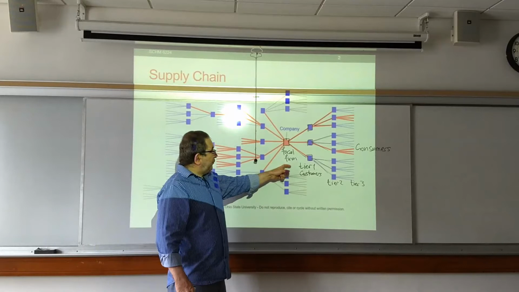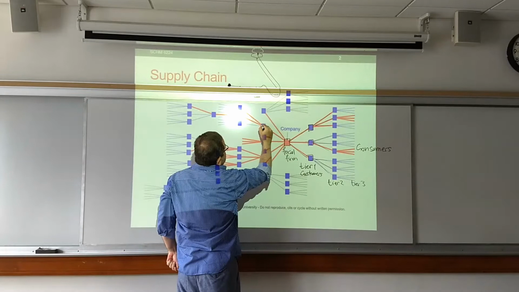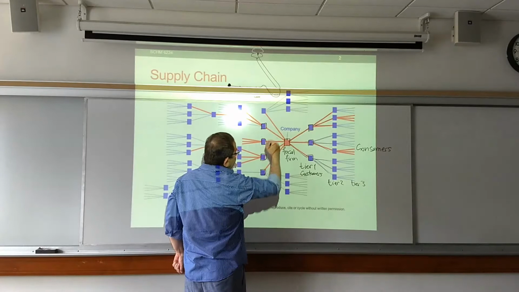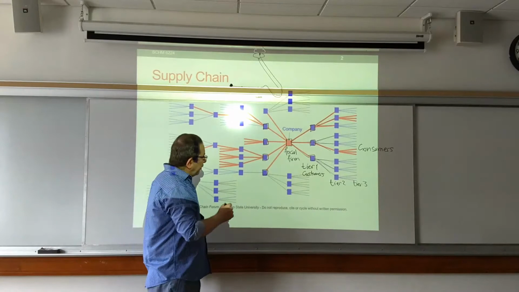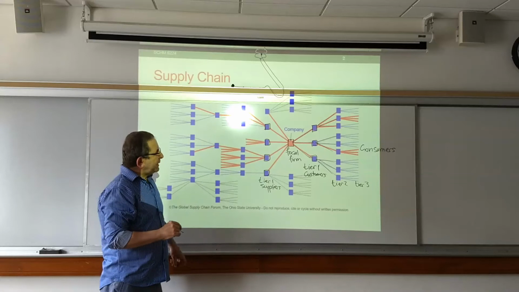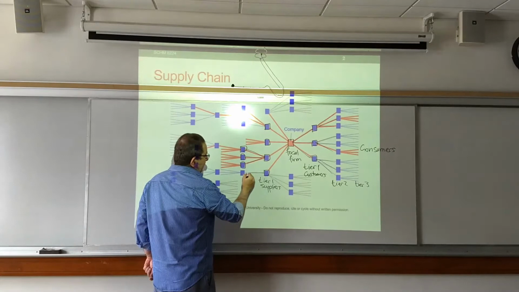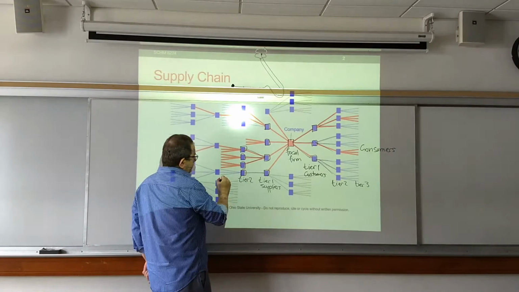Now the focal firm will also have suppliers. So for example, here's a supplier, here's another supplier, another supplier. These are the direct immediate suppliers of the focal firm. So we call them tier one suppliers. And the suppliers will have their own suppliers. And these will be naturally called tier two suppliers, and you'll have tier three suppliers, etc.